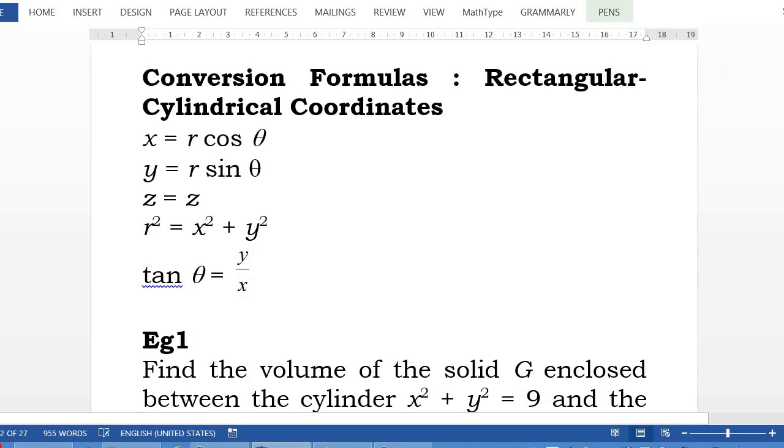And this is the conversion formula from rectangular to cylindrical coordinates. As I mentioned just now, x is equal to r cos theta, y is r sin theta, z equal to z, r squared is x squared plus y squared, and tangent theta is y over x.